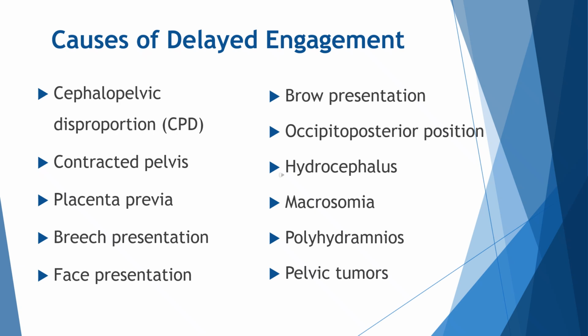Certain fetal presentations such as breech, face, or brow presentation are also associated with delayed engagement because the head is not in the ideal position. An occipito-posterior position can make the head descend more slowly. Conditions like hydrocephalus, where the baby's head is enlarged, and macrosomia, meaning a large baby, can also delay engagement. Polyhydramnios, or excessive amniotic fluid, may prevent the baby's head from settling into the pelvis before labor.